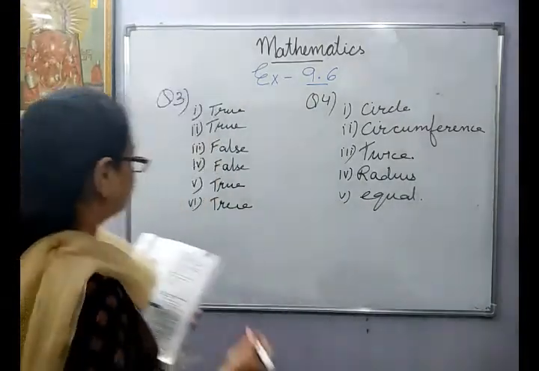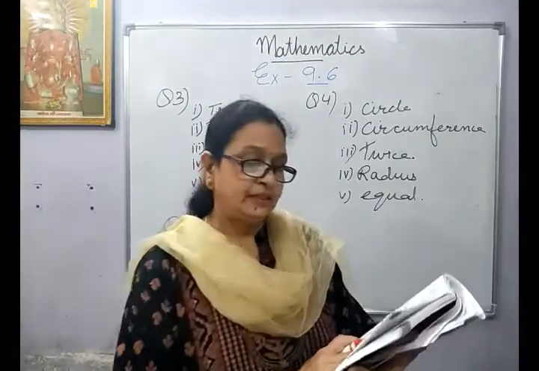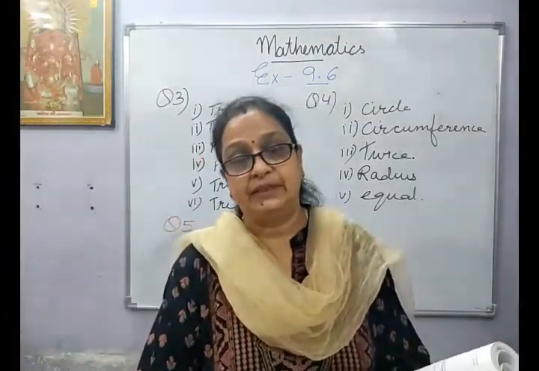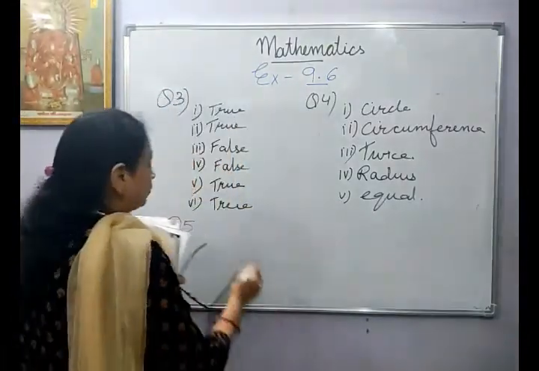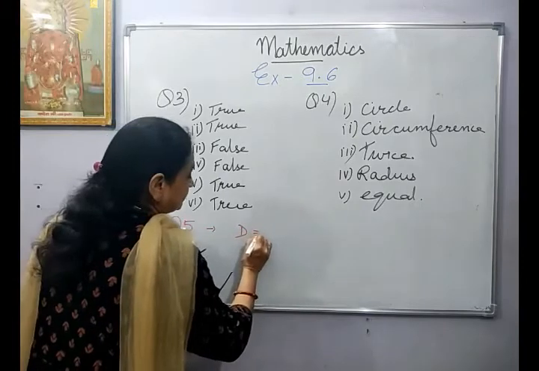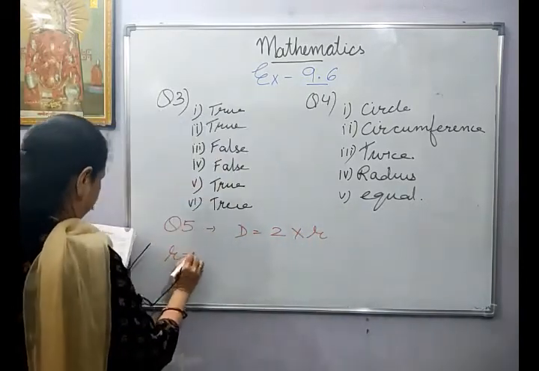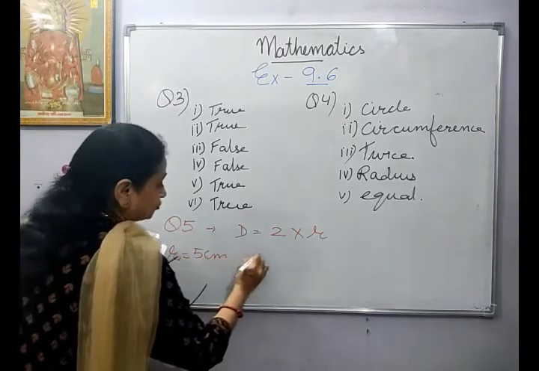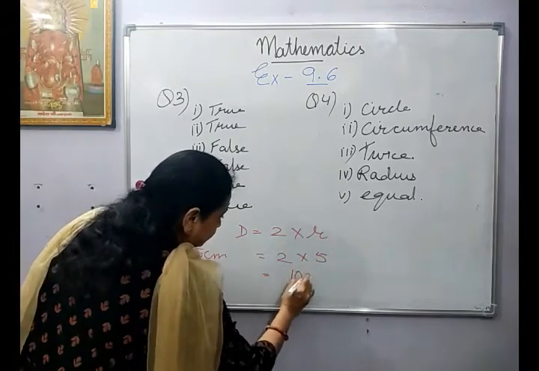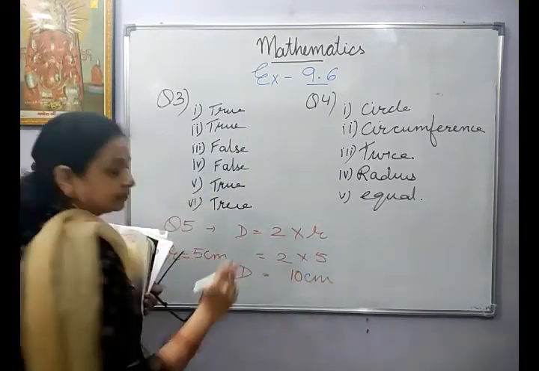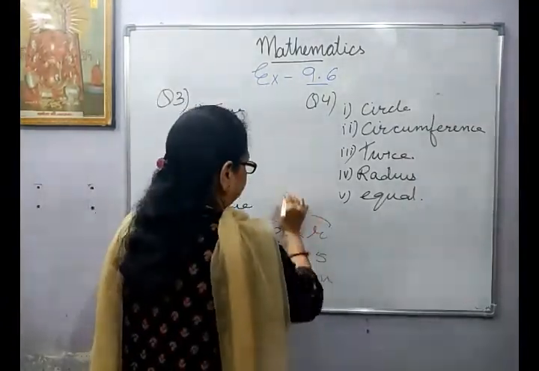Then question number 5. Find the diameter of the circle whose radius is 5 centimeter. In the previous class, I have told you how to find the diameter. The formula is: diameter is twice the radius. Radius is given as 5 centimeter, so you put down the value. It will be 10 centimeter. So diameter is 10 centimeter. You have to learn this formula.